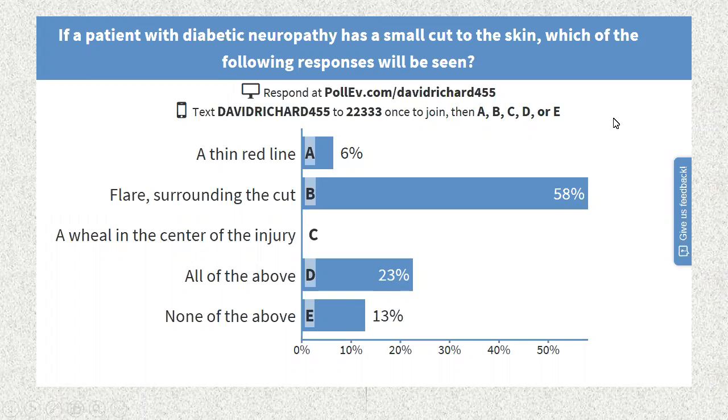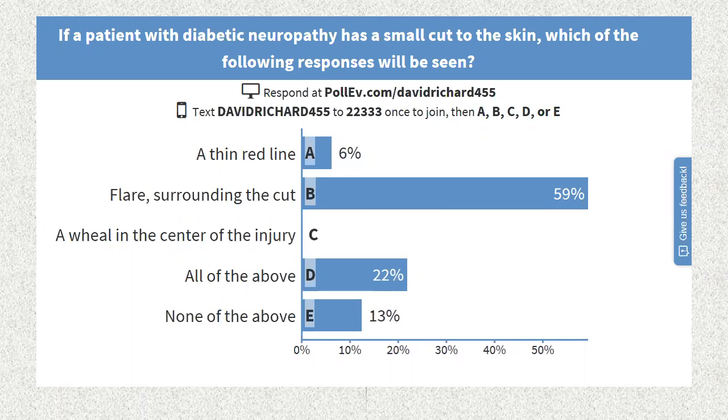So we're continuing. We're going to finish off our discussion about pain and pain mechanisms, and we have a question from Wednesday's class. If a patient with diabetic neuropathy has a small cut to the skin, which of the following responses will be seen? This is a question about that triple response. The triple response is the thin red line, then the flare, and then the wheal in the center of that.